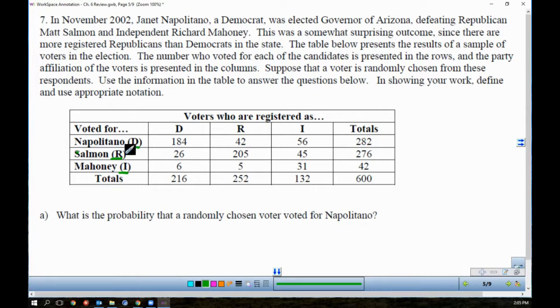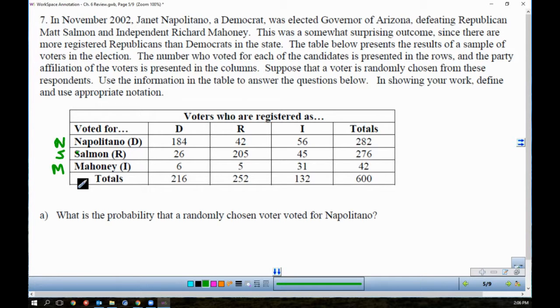It's not saying use D for Napolitano or R for Salmon, I guess that's how you'd say that name, that's how it's spelled at least, and I for Mahoney. That's saying Napolitano ran under the Democrats, Salmon ran under the Republicans. So I'm actually going to use N, S, and M for these. I'm going to keep the D, R, and I for how the voters registered.